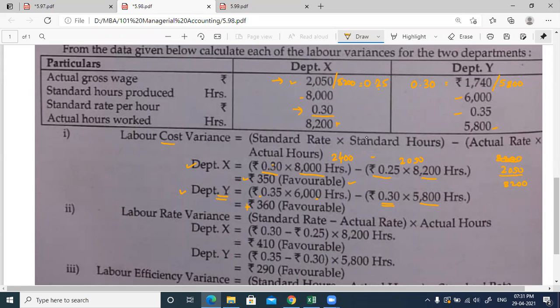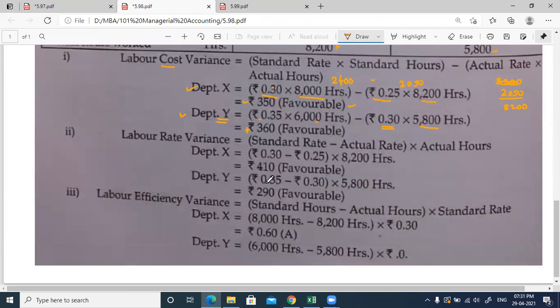So if you talk about labor cost variance, both departments are doing favorable work. Now let's talk about the HR department, the people's efficiency in this department. Labor rate variance is equal to standard rate minus actual rate. For department X, your standard rate is 30 paise, and actual is 25 paise, into actual hours of 8,200. So 30 paise minus 25 paise is 5 paise, into 8,200, that is a plus figure. So it is favorable. If we talk about rate variance, your HR department has done very good negotiation.